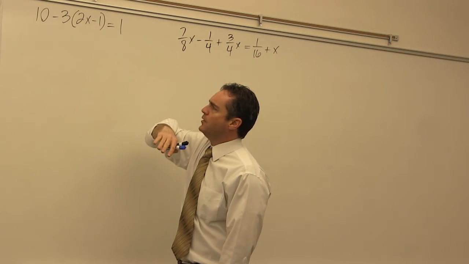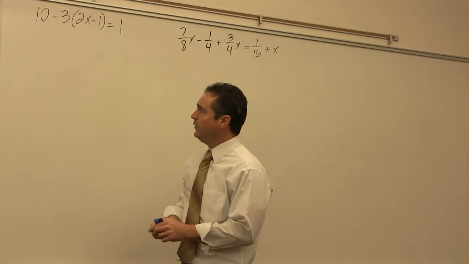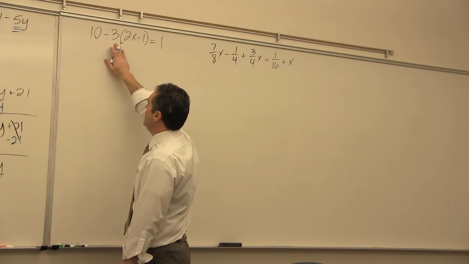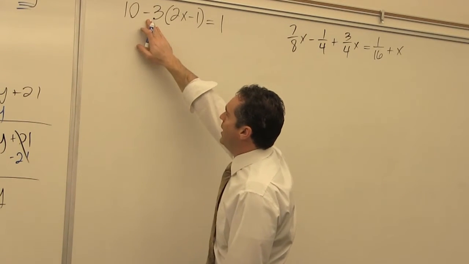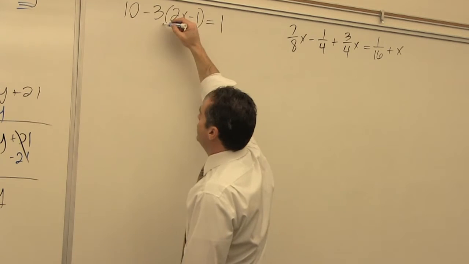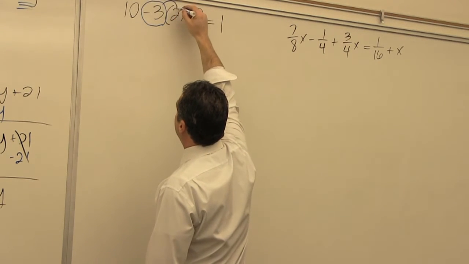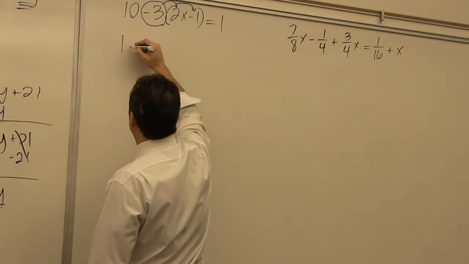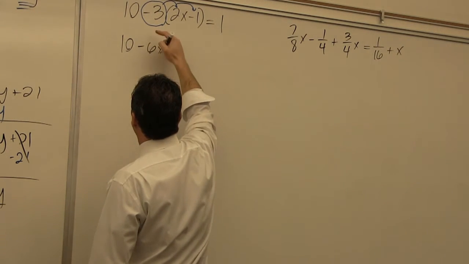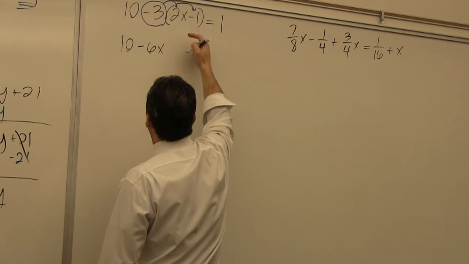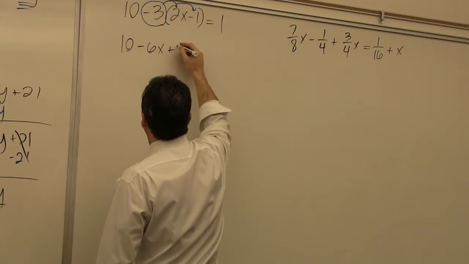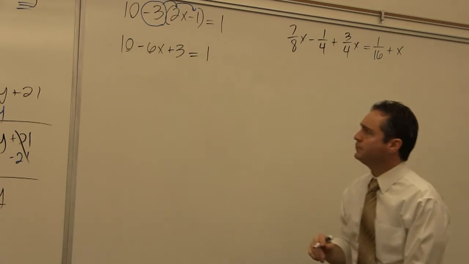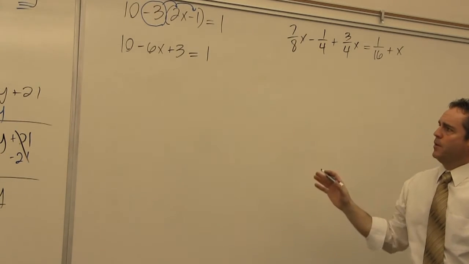Next step in the three-step process to solving, do I have parentheses? Yes, you do. You're going to distribute parentheses. What is the distributor? Is it 3 or is it negative 3, right? The sign before a term goes with it. So this is negative 3, and it's going to go to here and to here through multiplication. So this is 10 minus 6x, and then negative 3 times negative 1 is a negative times a negative makes a positive 3, and the parentheses is now gone, equals 1. Awesome. So we have distributed parentheses.